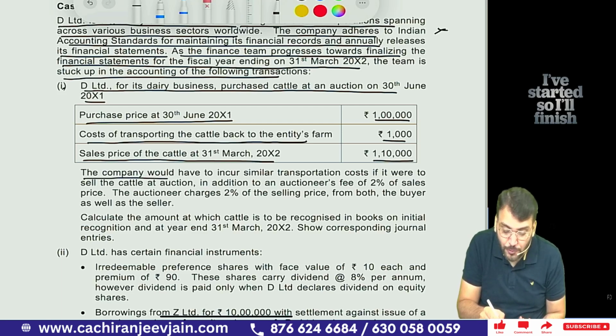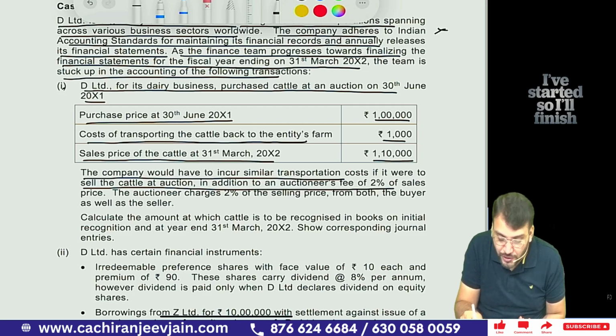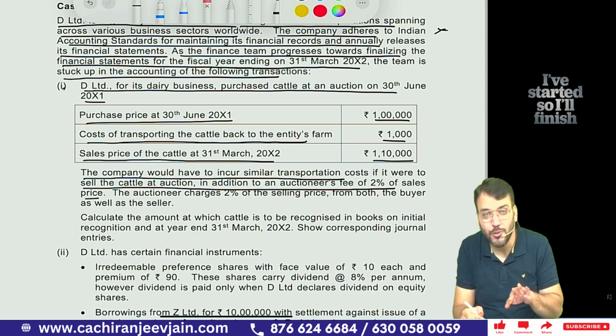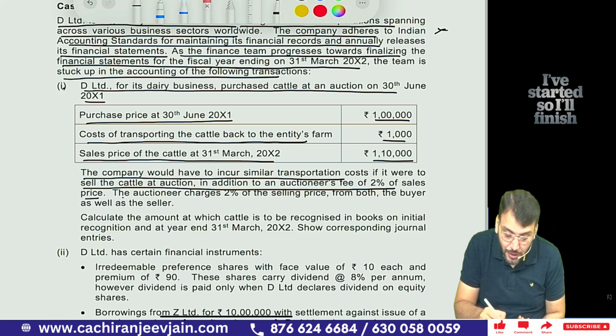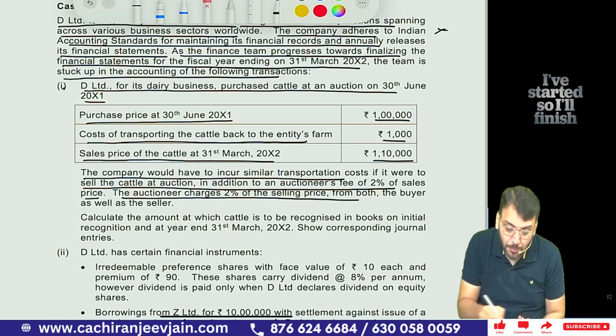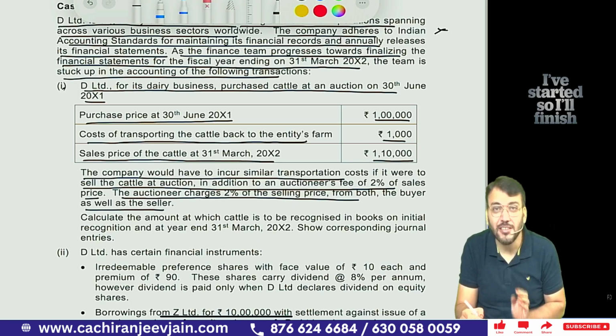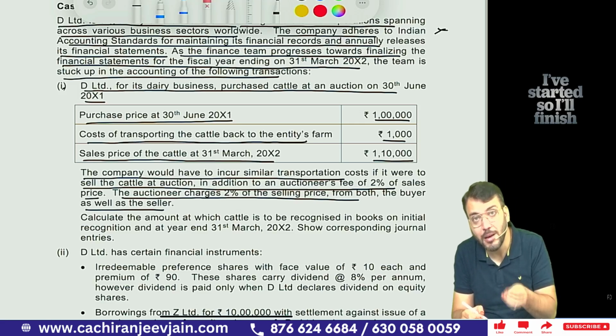The company would have to incur a similar transportation cost if it were to sell the cattle at an auction, in addition to the auctioneer fee of 2% of the sales price. Means the transportation cost is incurred both by buyer as well as seller. The auctioneer charges 2% of selling price from both the buyer as well as seller, and the auctioneer fee, meaning the transaction cost, is also incurred both by buyer and seller.